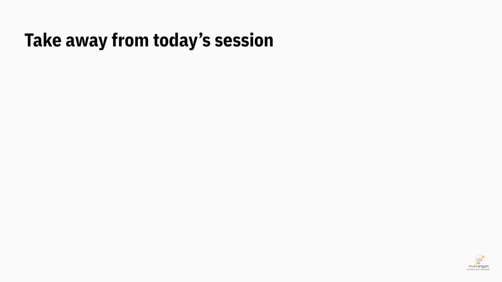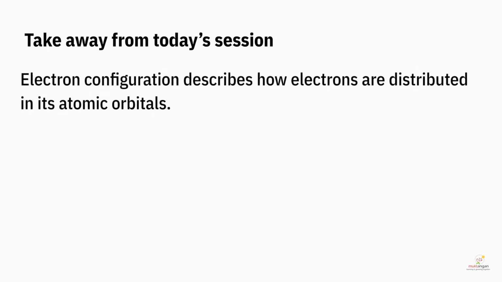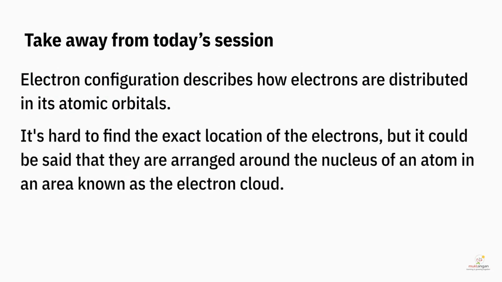Takeaway from today's session. Electron configuration describes how electrons are distributed in atomic orbitals. It's hard to find the exact location of the electrons, but it could be said that they are arranged around the nucleus of an atom in an area known as the electron cloud.